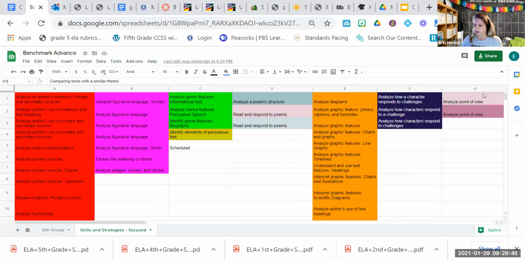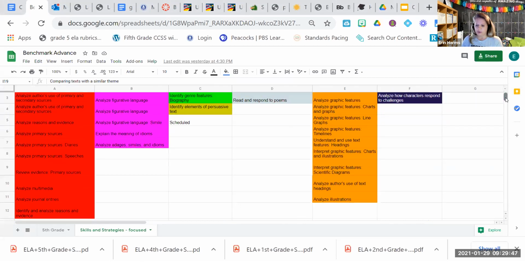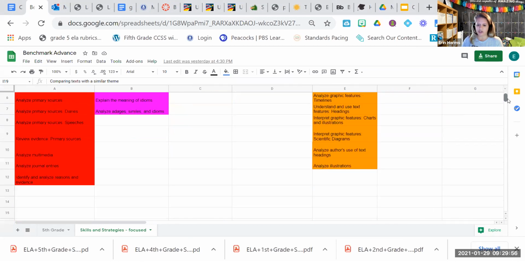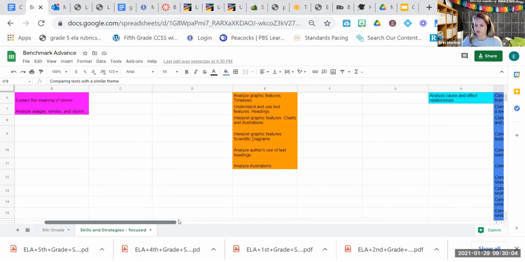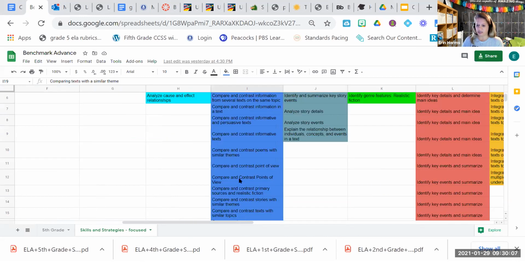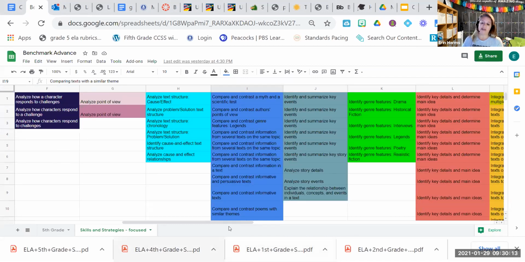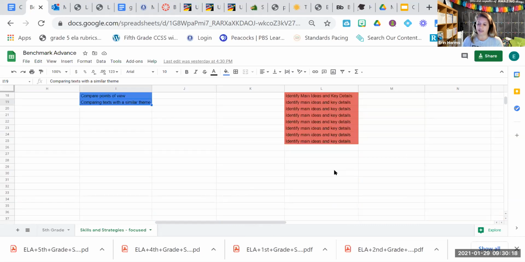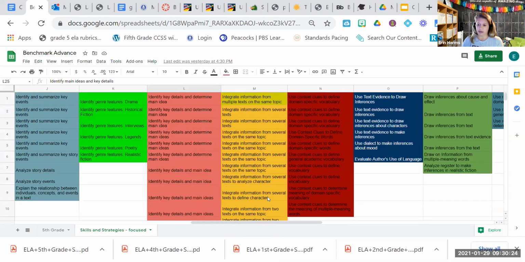This is in fifth grade, because I teach fifth grade. I went through and counted the number of times they tell us to analyze authors, evidence, and sources. You can see that is mentioned 12 times in Benchmark. When we look at compare and contrast, that's 19 times. That is something you can really do in every single lesson. Identifying key details and determining main idea shows up 25 times, so in every lesson you can be doing that.